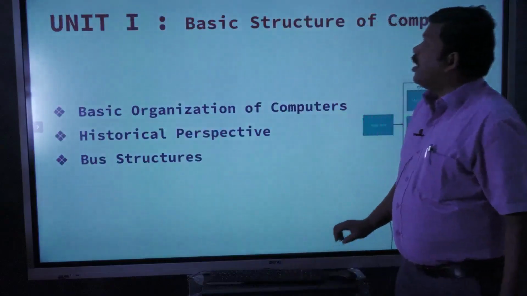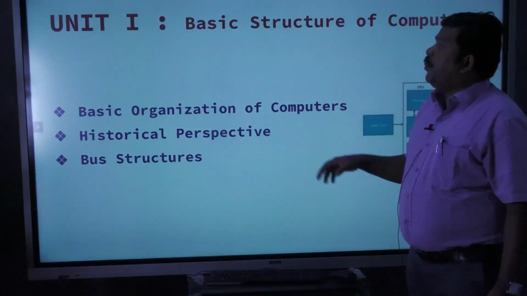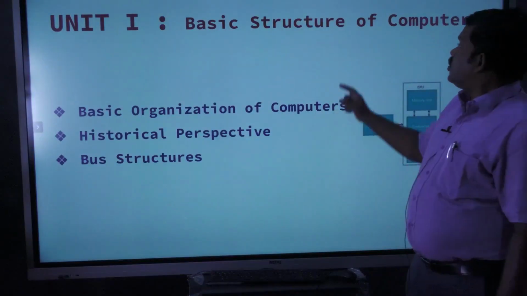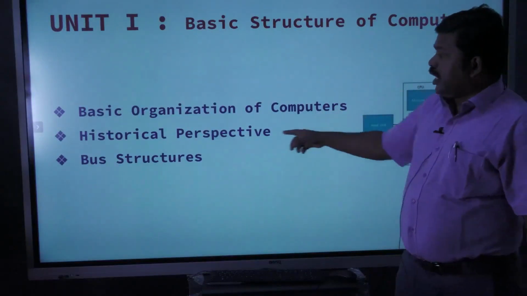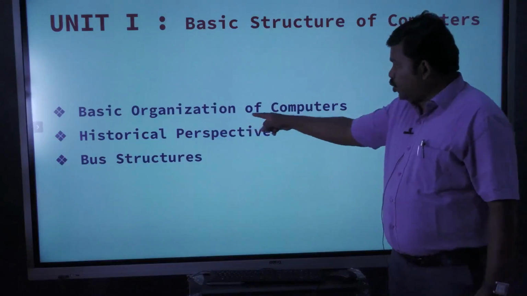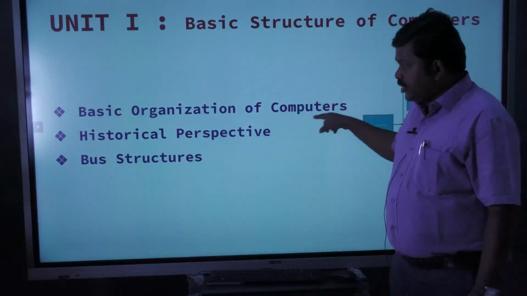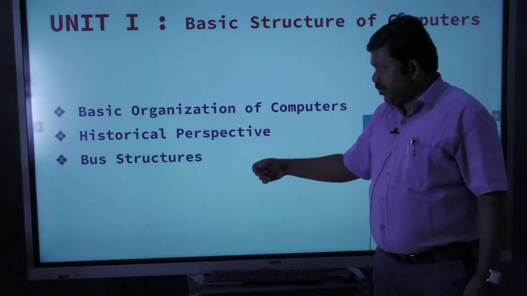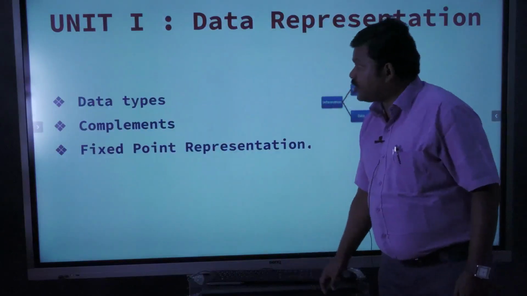We will see the brief topics available unit wise. The first unit contains the basic structure of computers. Normally we are going to study how the various components are organized in a computer, and we are going to see a little bit about the historical perspective and the shared bus structures.